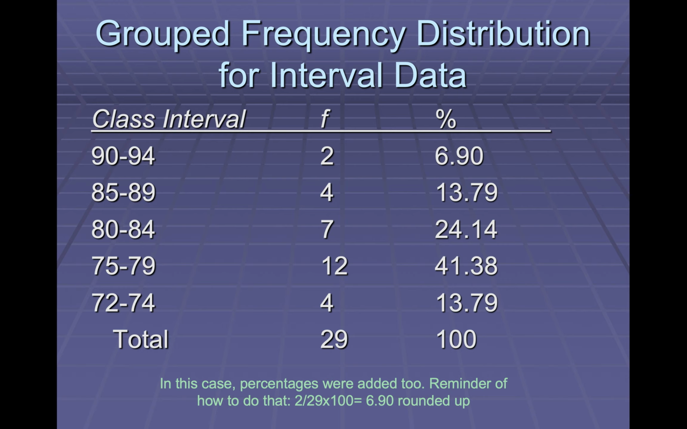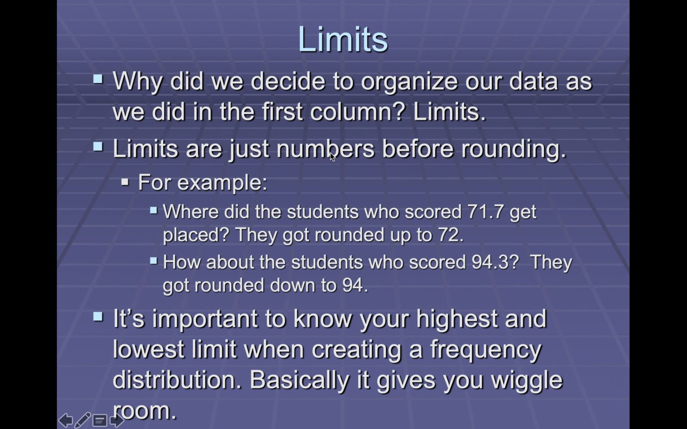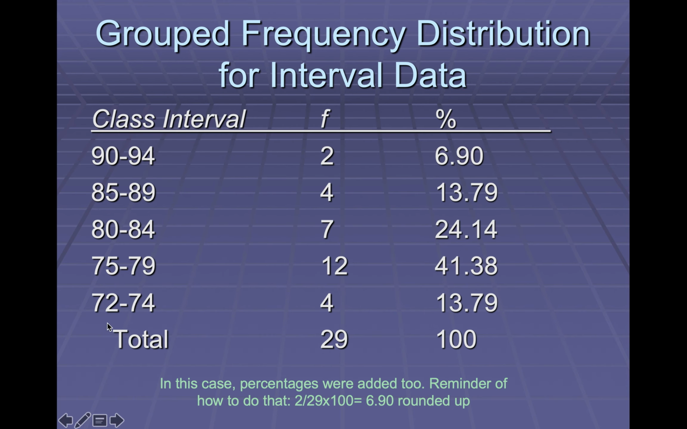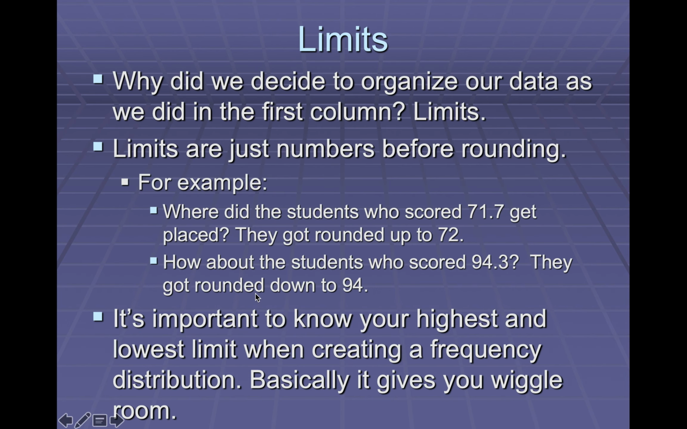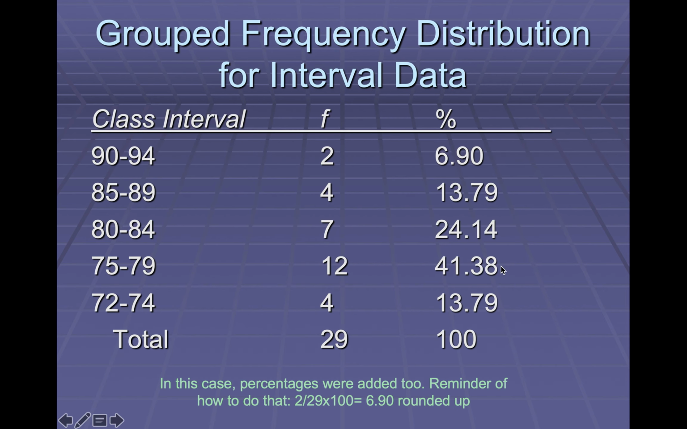And the next slide, what we're going to do is talk about how we decided that we wanted to organize it in this way. And we decided that based on limits. So limits are just numbers before rounding. So where did the students who scored 71.7 get placed? So maybe there was someone who scored 71.7. Well, that got rounded up to 72. Or where did the students who scored 94.3 go? They got rounded down to 94.